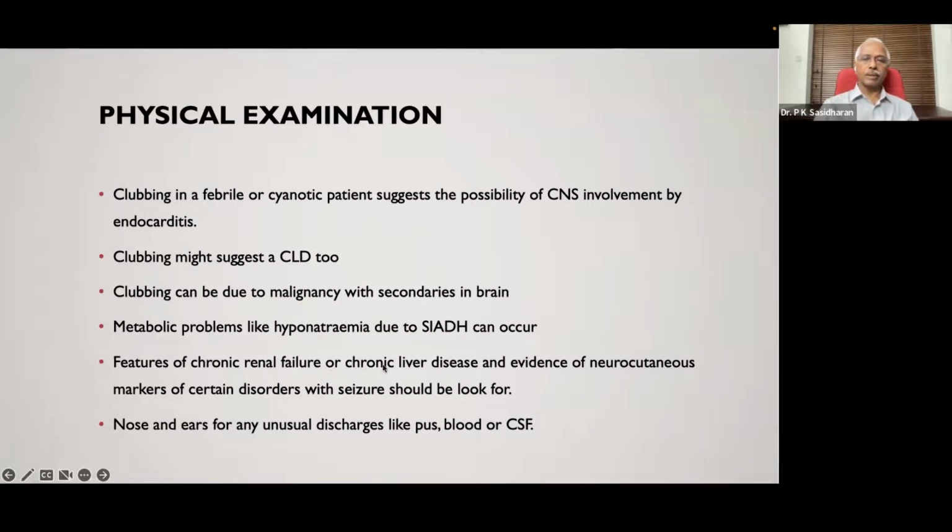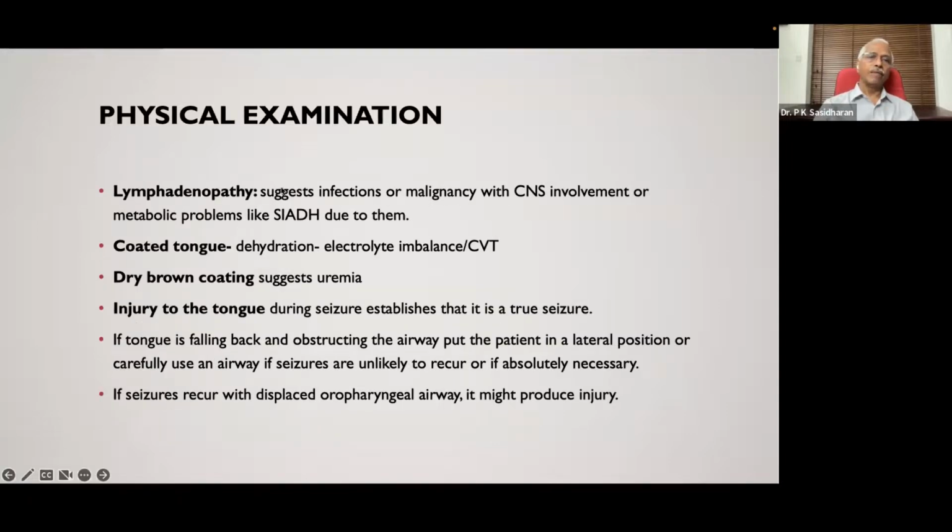Features of chronic kidney disease and chronic liver disease should be looked for. Evidence of neurocutaneous markers of certain disorders of the brain, like angiomas, Café-au-lait spots, should be looked for. And always look at the nose and ears for any unusual discharges like pus, blood, or CSF. That might give some intracranial problems. Lymphadenopathy suggests infections or malignancy with the CNS involvement, like lymphoma, leukemias, or they can have metabolic problems like SIADH and hyponatremia too.